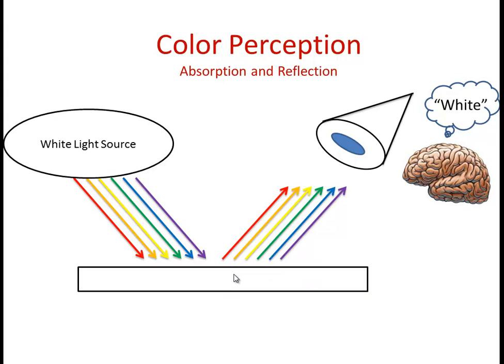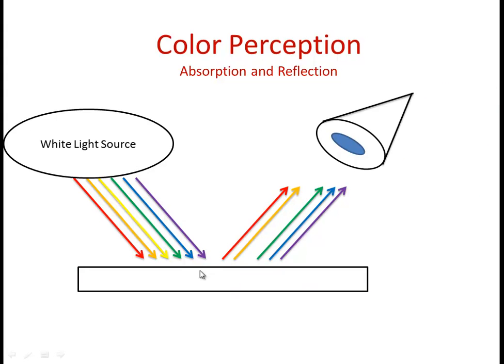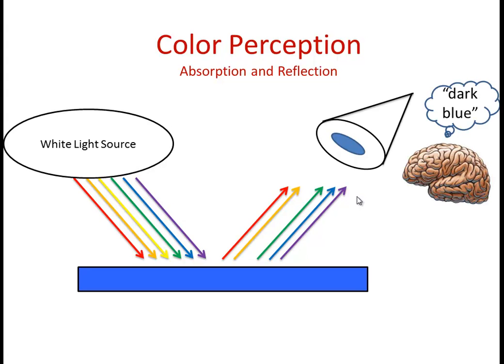Back to white. Here's white. Let's say the object this time reflects all the wavelengths except for yellow. So there's something about the molecules in this object that absorb yellow wavelengths, and so they don't come back off of the object. So when your brain receives all the colors of the visible spectrum minus yellow, do you want to guess what your brain sees? Your brain interprets that object as dark blue.